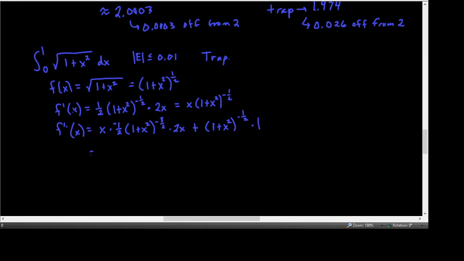And so this ends up being negative x squared times (1 plus x squared) to the negative 3/2, plus (1 plus x squared) to the negative 1/2.